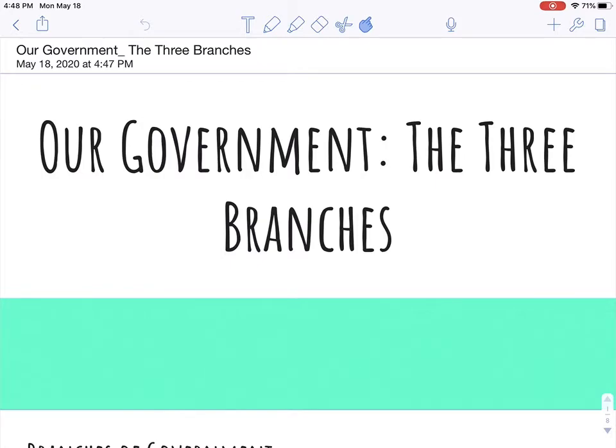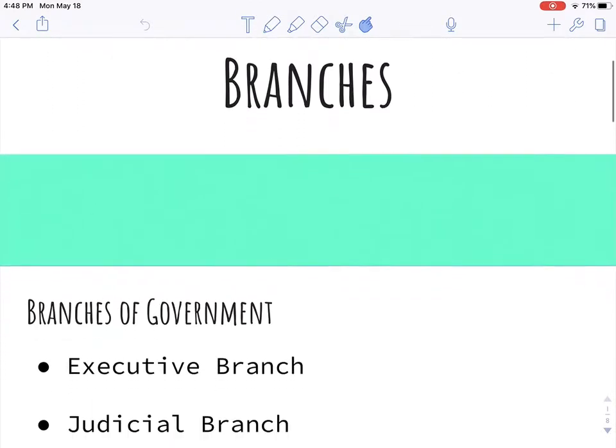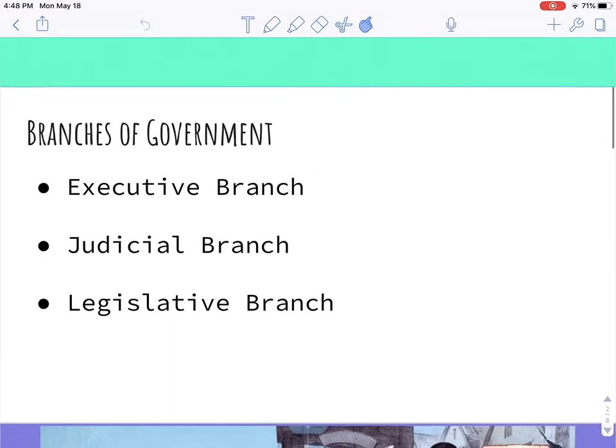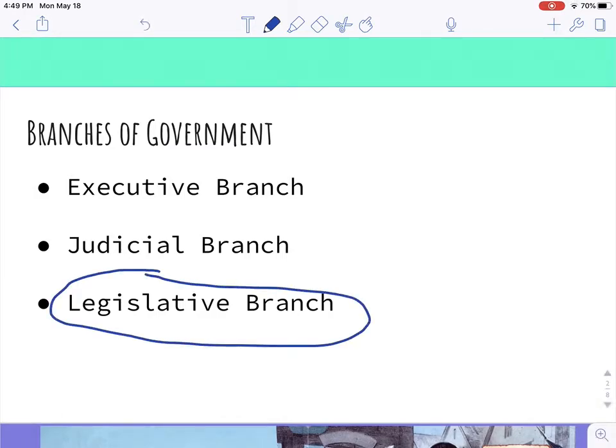Today we are going to focus on our government and the three different branches. So there's three branches that make up our government, and we're going to learn about what they do and how they help each other. Okay, now the branches of government are the executive branch, the judicial branch, and the legislative branch. And today we are going to focus on the legislative branch, okay?